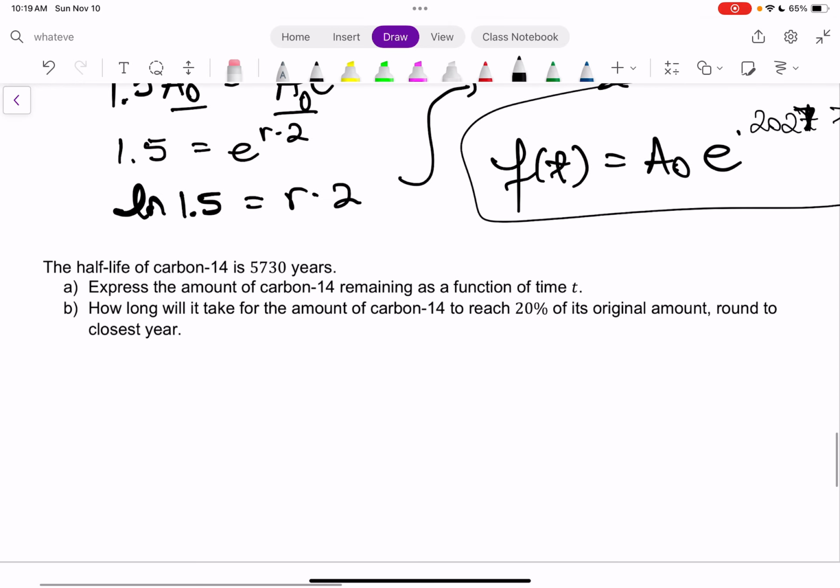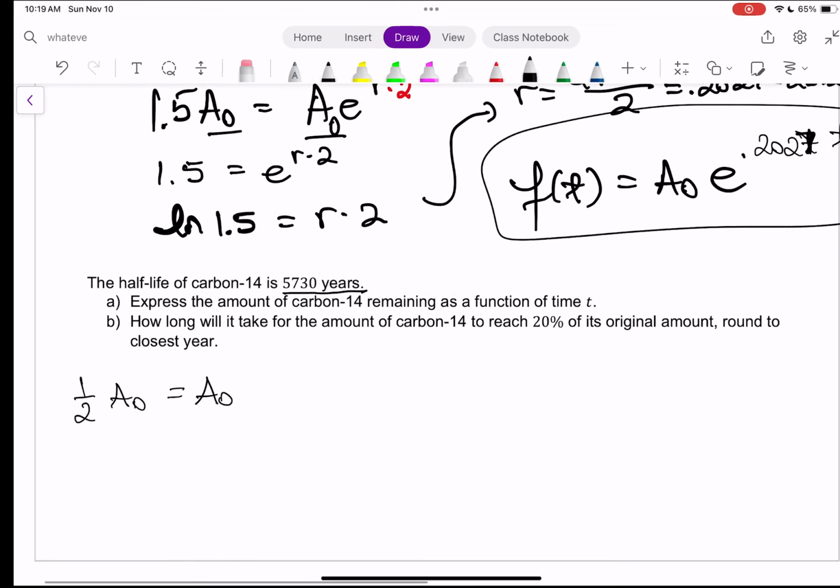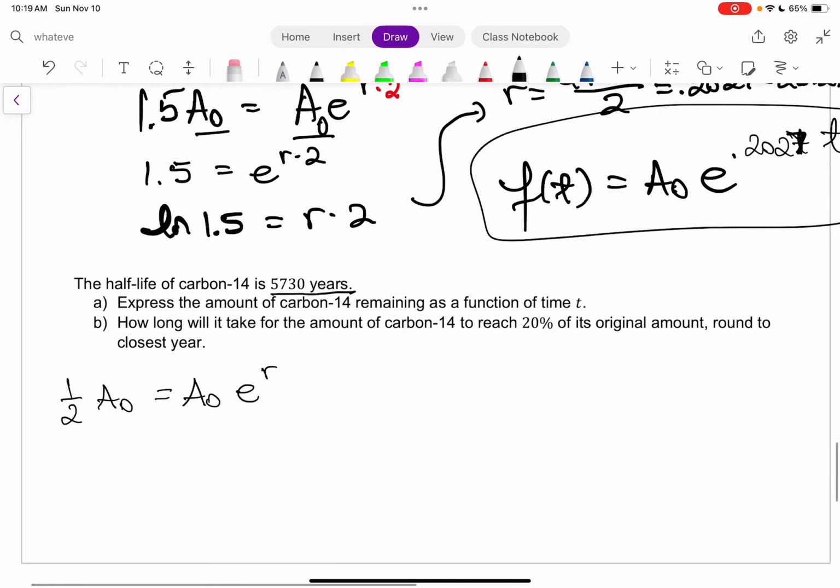And here, last one. The half-life of carbon-14 is 5,730 years. So again, the time it takes for an amount to be left with half of what it was is 5,730 years. We want to express the amount remaining as a function of time. Same as in the problem above, we do need to find that rate. In this case, it's going to be a decaying rate.